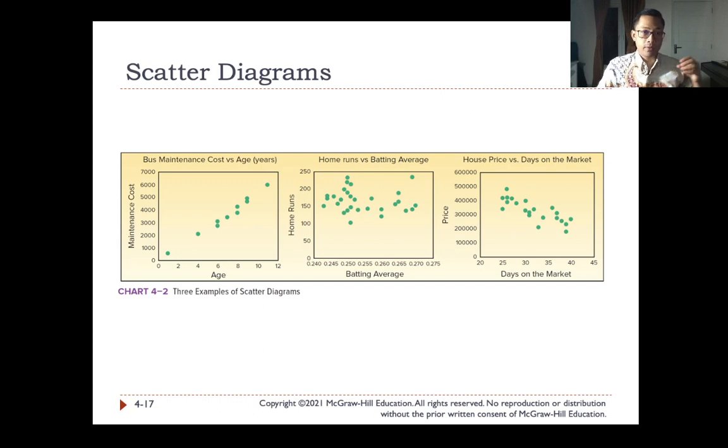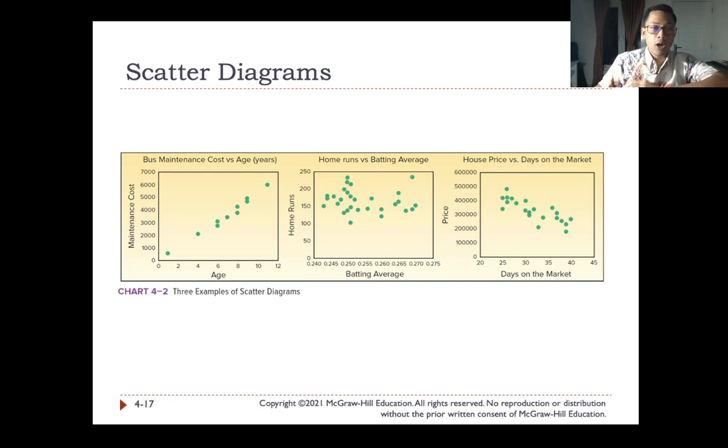So if we have a variable that moves from the bottom left to the upper right, we have a positively correlated variable. If you move from the top left to the bottom right, you're going to have a negative relationship between the two variables. Okay. Now, one thing that we haven't discussed is the second graph, which is the graph in the middle. The middle graph displays no relationship between the batting average and home runs.